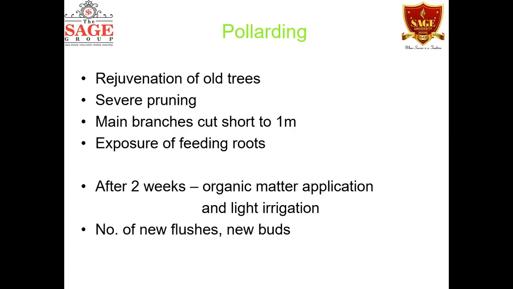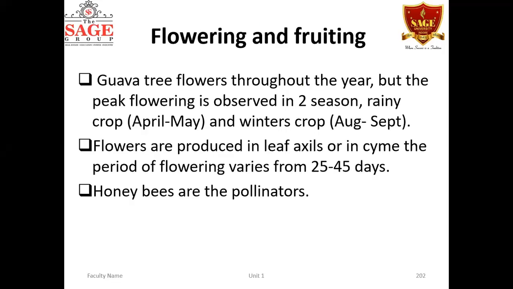Or if you want, you can take scions from some other variety and go for grafting techniques, like wedge grafting, veneer grafting, or softwood grafting. In that way, you can select a single new shoot. That shoot you can use as a rootstock, and with the help of scions from the desired variety, you can go for grafting. In that way, you can convert that old, unproductive guava tree into a productive one, which will give you proper flowering and fruiting in future.